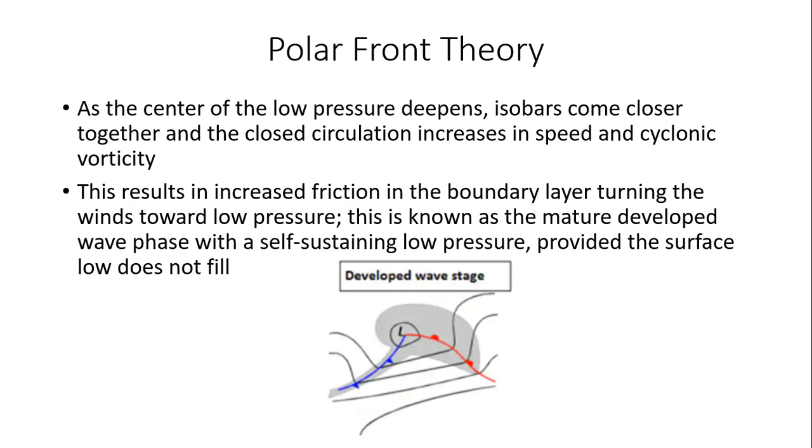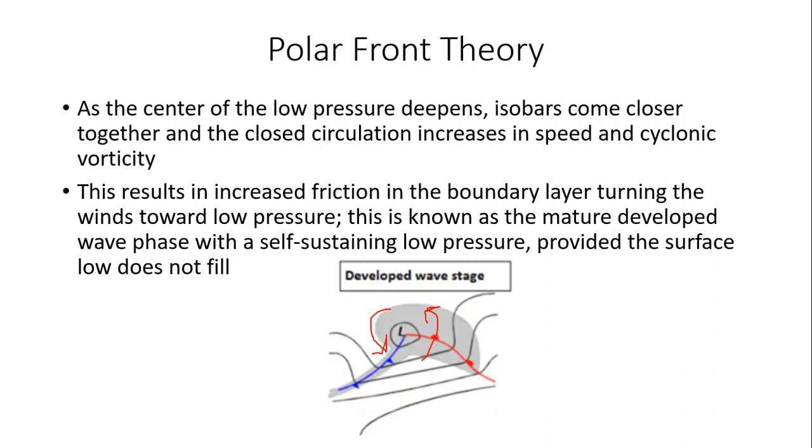Now, as that center of low pressure continues to intensify or get stronger or deepen, these lines of equal pressure, the isobars, these solid dark lines here, are going to come closer together, and that close circulation around this area of low pressure is going to increase in speed and cyclonic vorticity. So now you're getting stronger cyclonic curvature across the fronts, warmer air advancing ahead of the low pressure system, colder air coming in behind the low pressure system. You've got a lot of turning of the winds here.